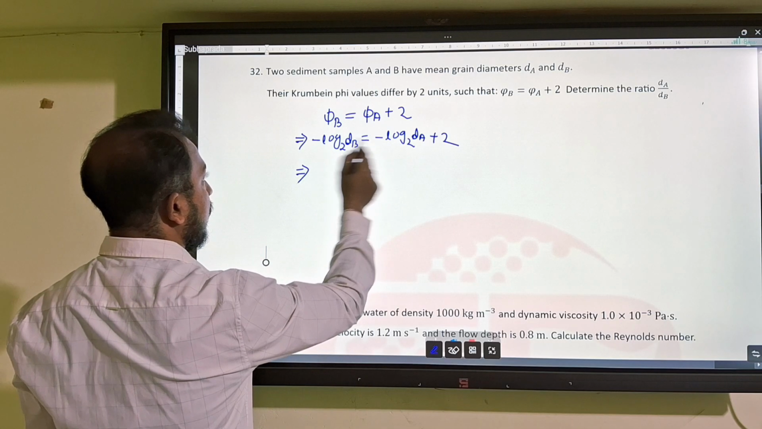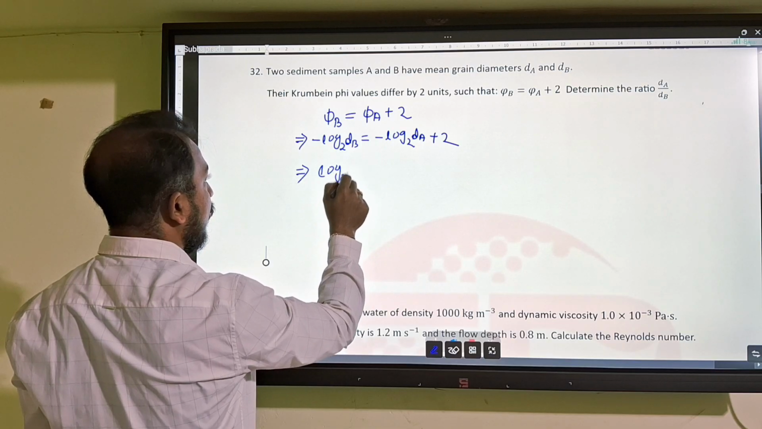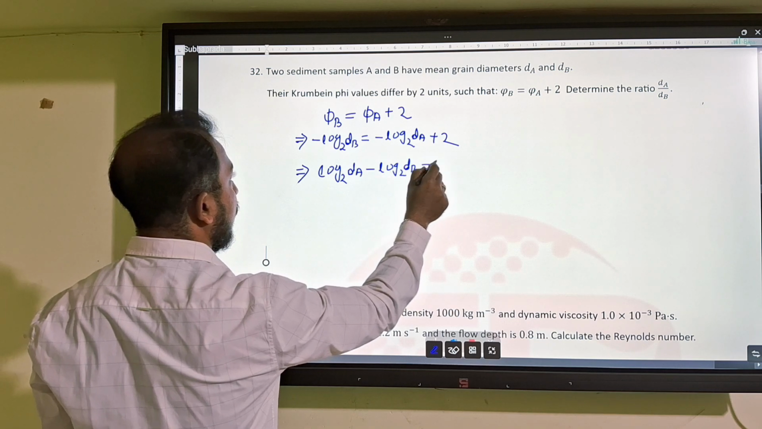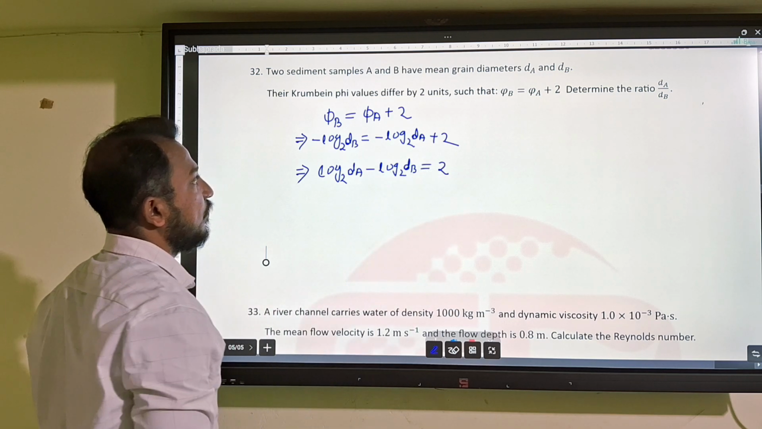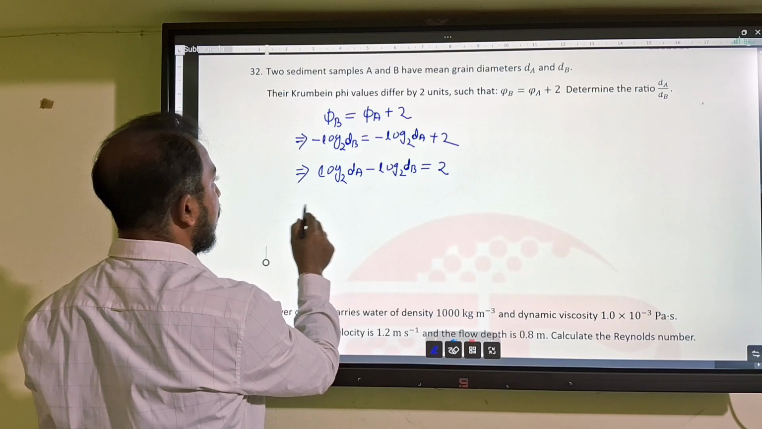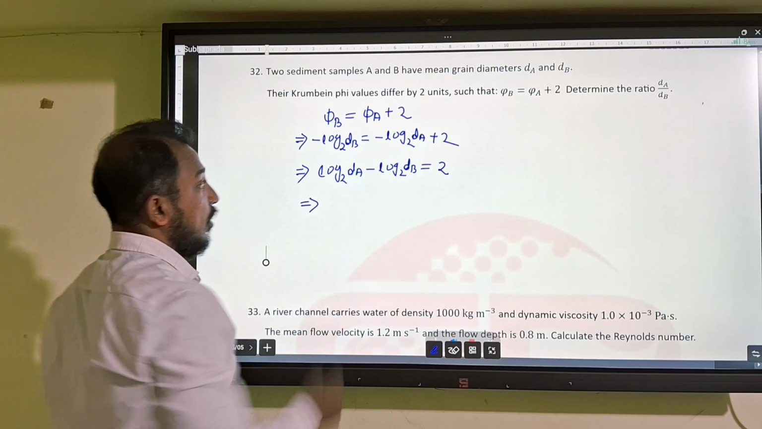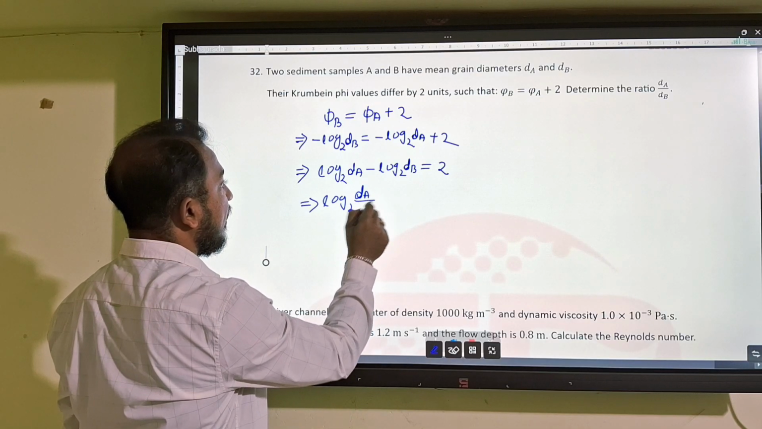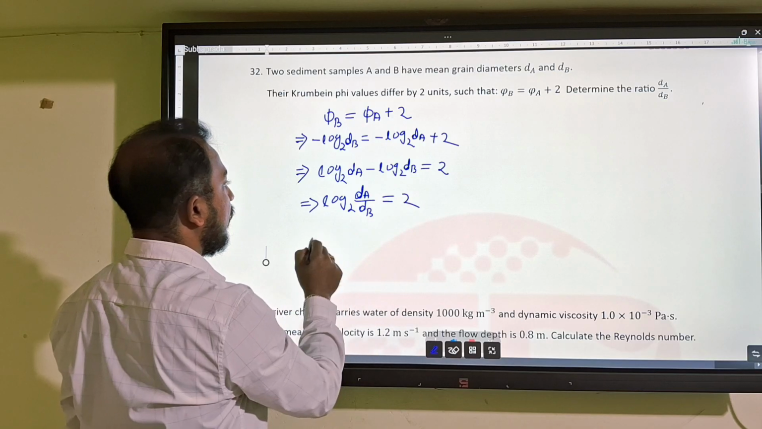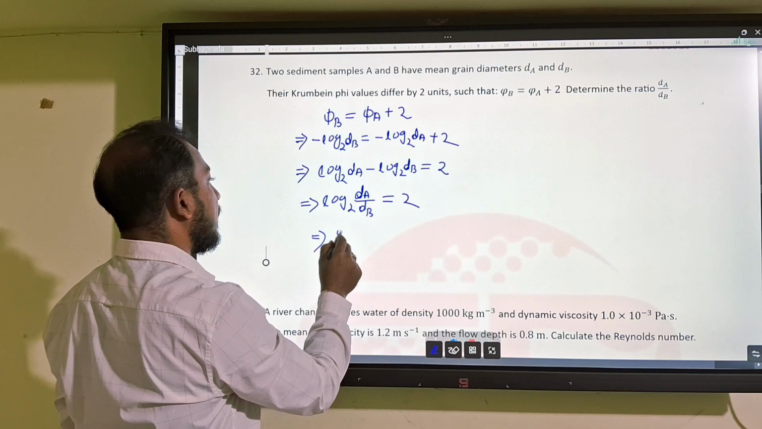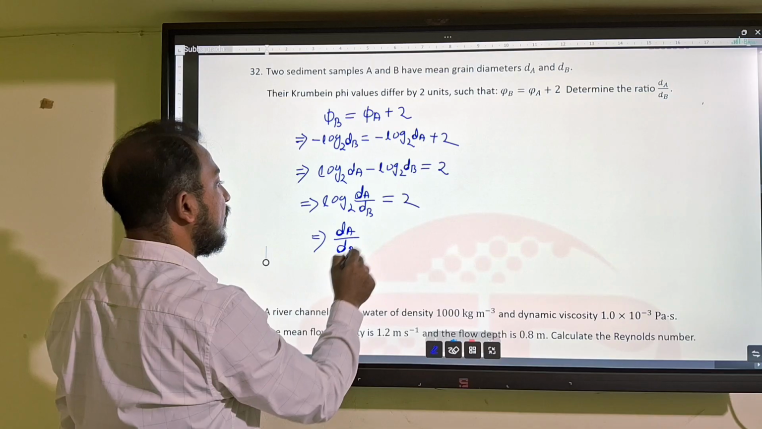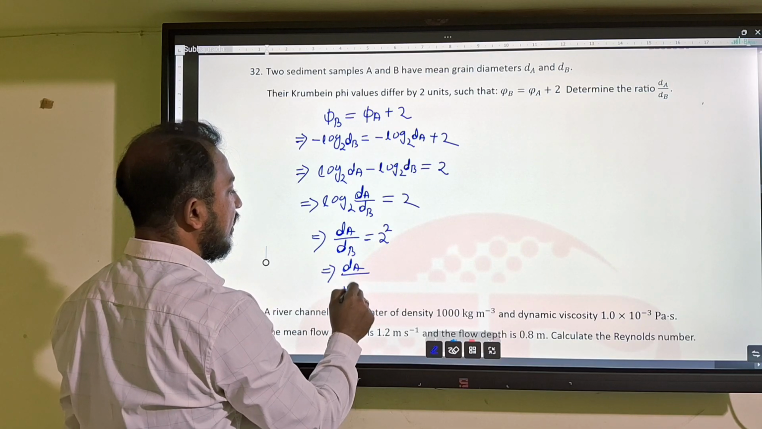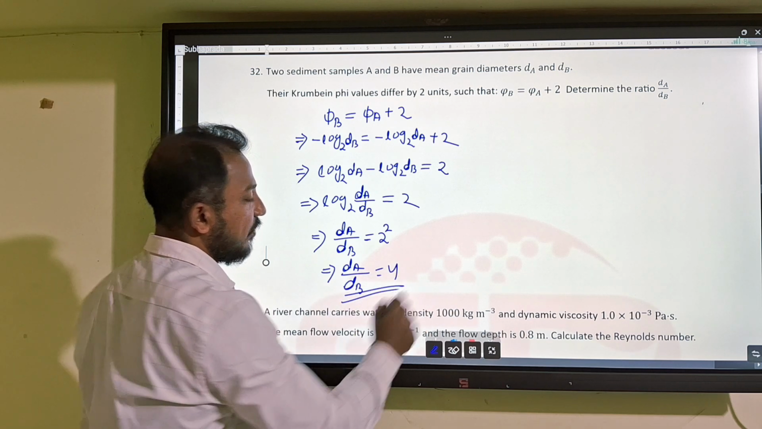So I'll change the side. Log 2 dA minus log 2 dB will be equal to 2. Then log dA minus log dB will be log 2 dA by dB equal to 2. So dA by dB equal to 2 to the power 2. So dA by dB will be 4.